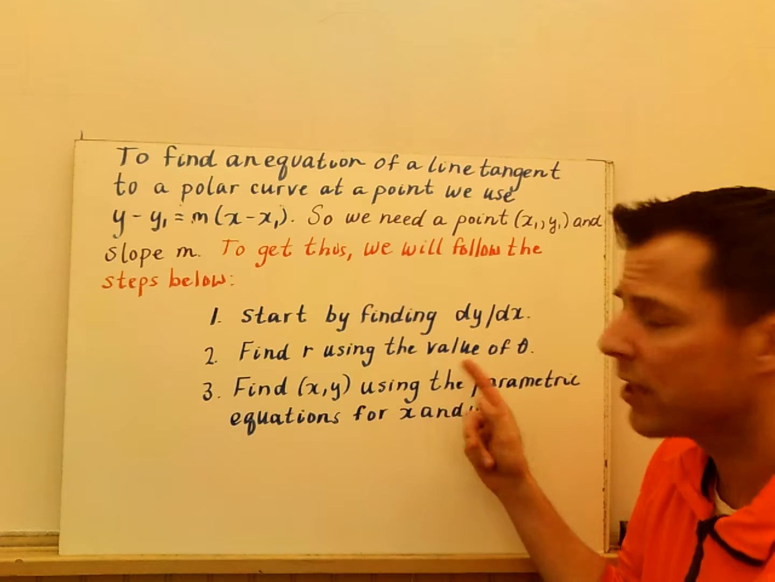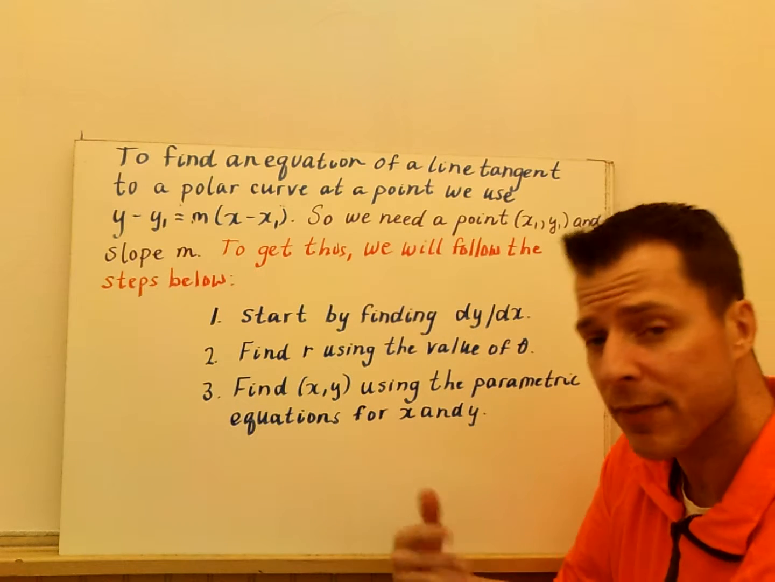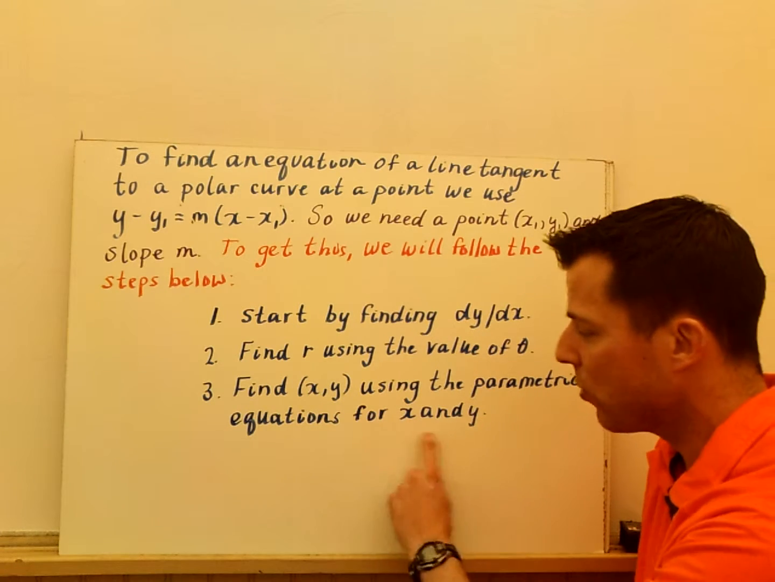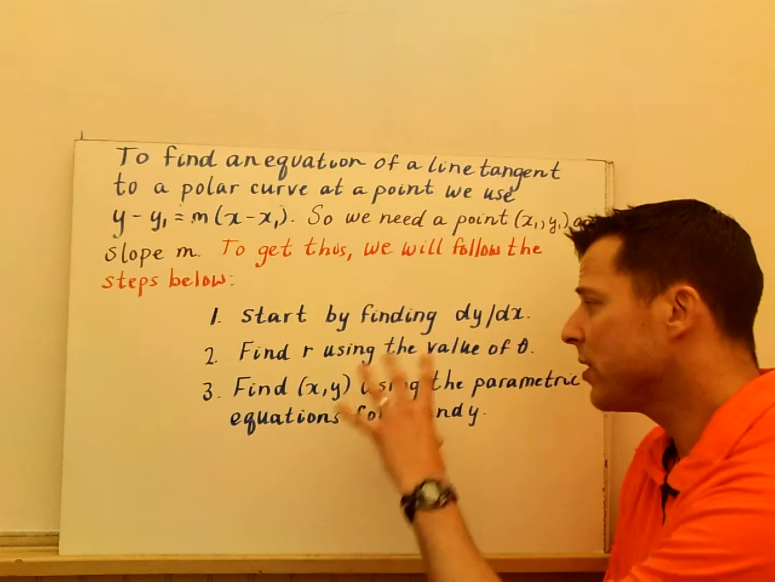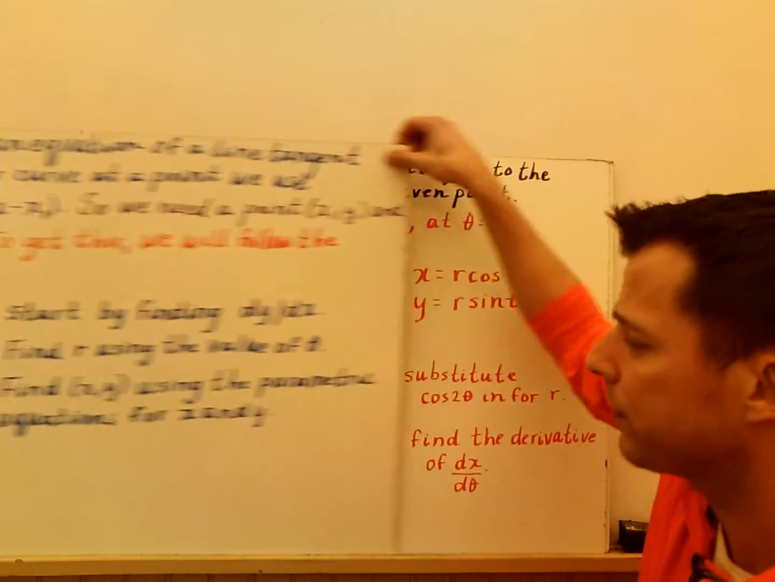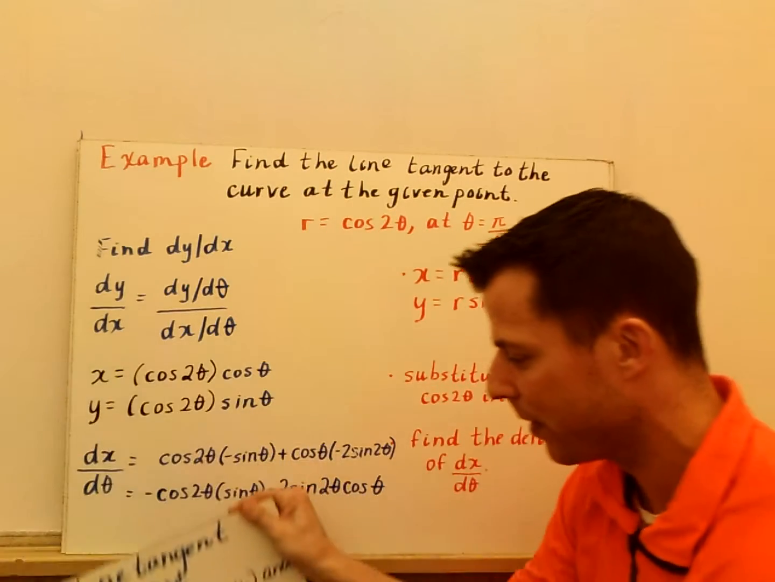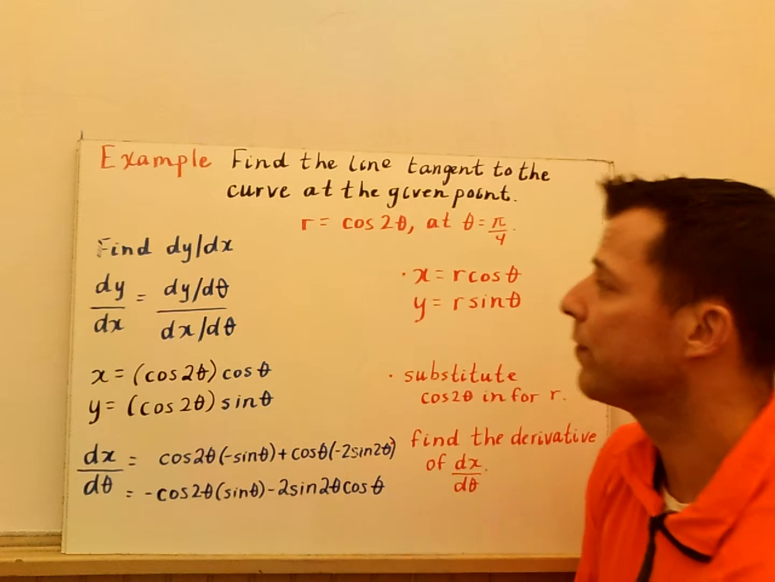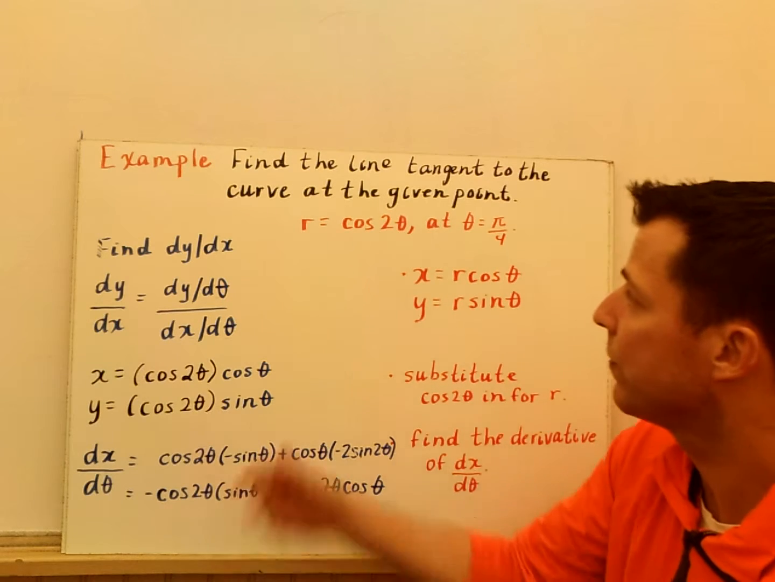You can find r by using the value of theta if theta is given. Sometimes you have to find theta as well. Then you're going to find x and y using the parametric equations for x and y. So this is generally what I'm going to follow, and we're going to present the example. It's a long example. I've got to thank Integral Calc Girl for this example. Really good example to do for a first example.